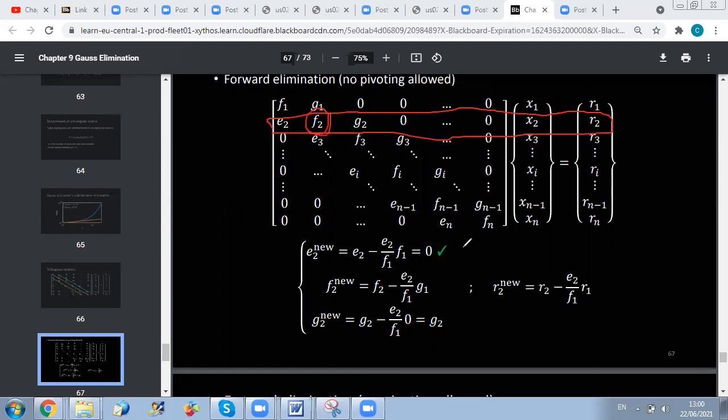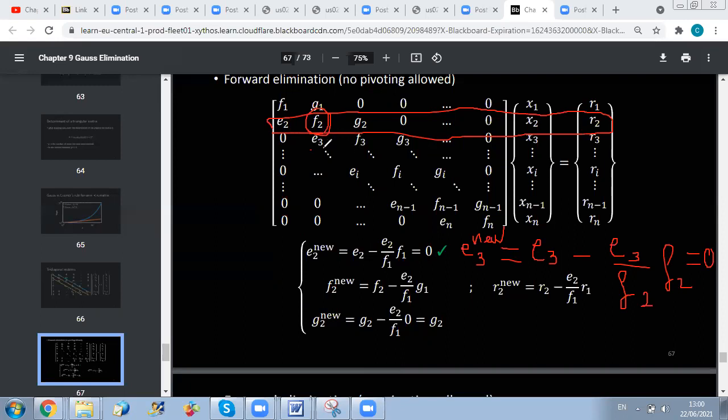Okay? So you can write that E3 new is equal to E3 minus, as a factor, E3 over F2, okay, times F2. So you can verify, it will be 0. And you should update now. You should update the value of the coefficients.